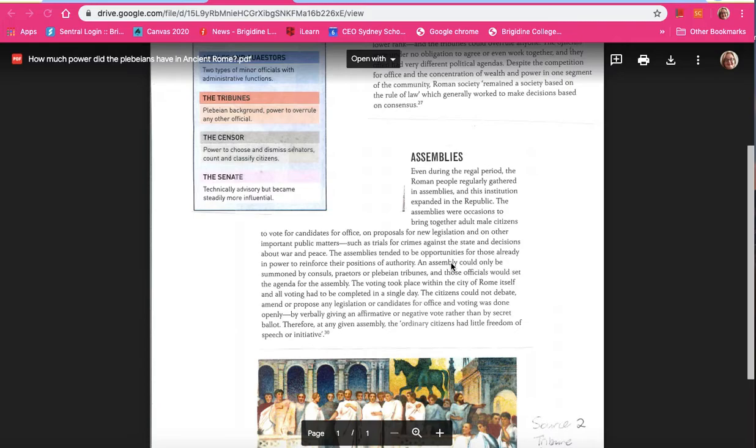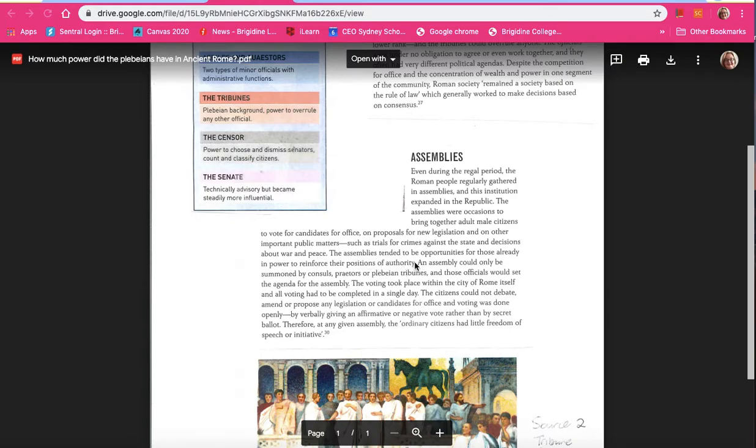Okay, now we're going to have a look at these two sources, the one that's headed assemblies. Even during the regal period, the Roman people gathered in assemblies. The assemblies were occasions to bring together adult male citizens. So sorry, no females.